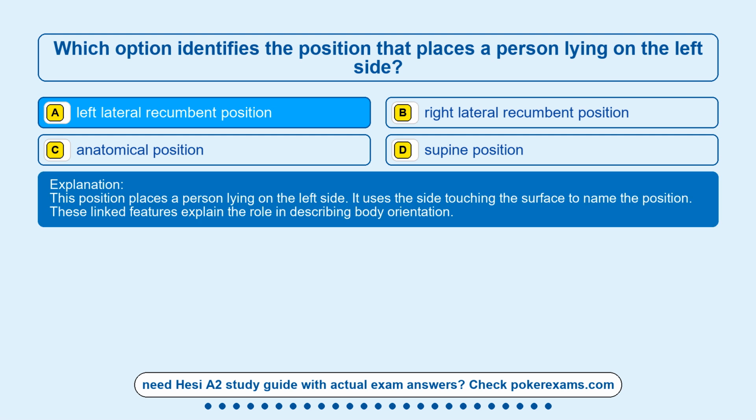This position places a person lying on the left side. It uses the side touching the surface to name the position. These linked features explain the role in describing body orientation.